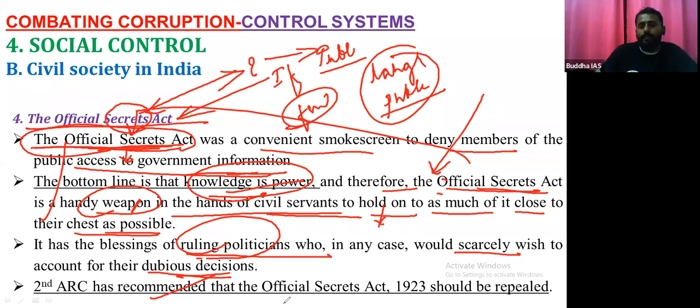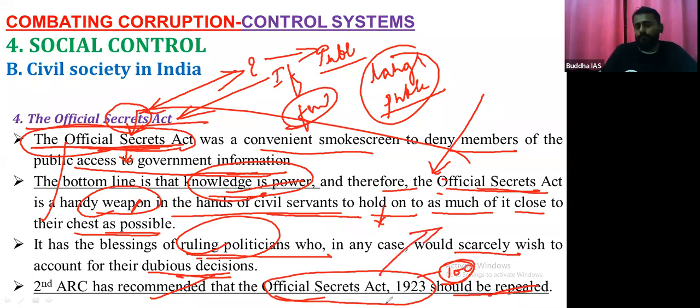The Second ARC has recommended that the Official Secrets Act of 1923 should be repealed. See these acts. These are nearly 100 years old. They were made at that time, during the colonial era. Still, we are following these things. So the Second ARC says that the things which are of national importance or national security issues should be separated and a separate law should be formed, and the Official Secrets Act should be repealed or abolished.